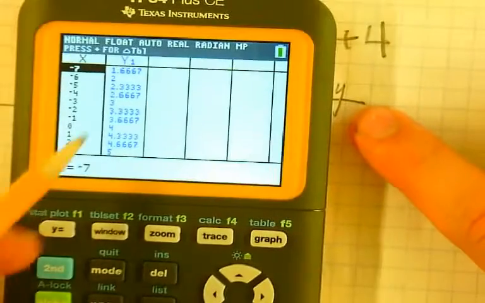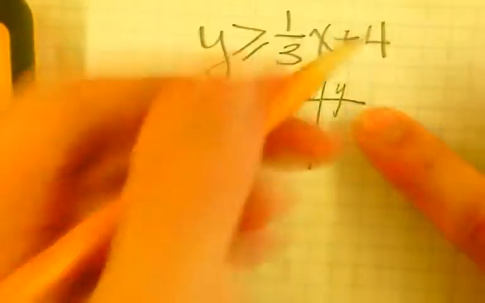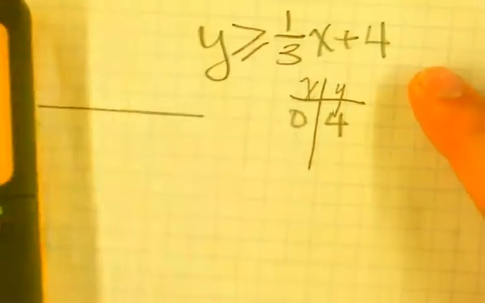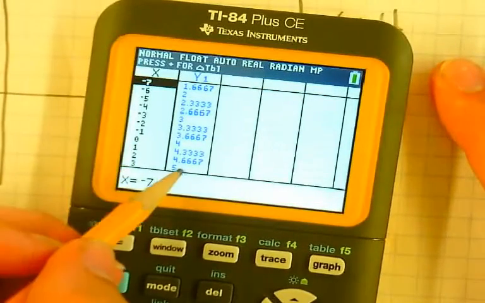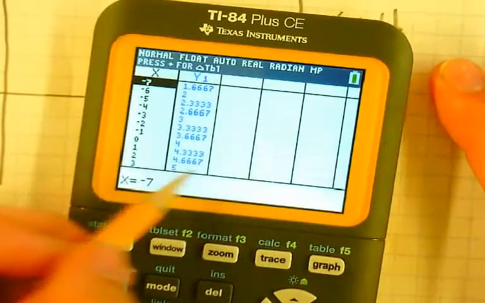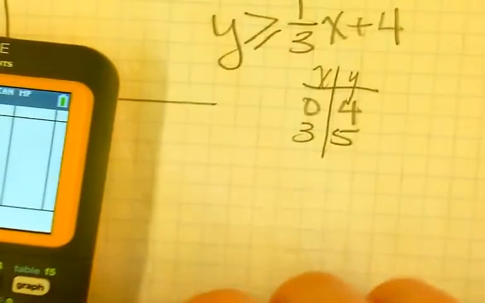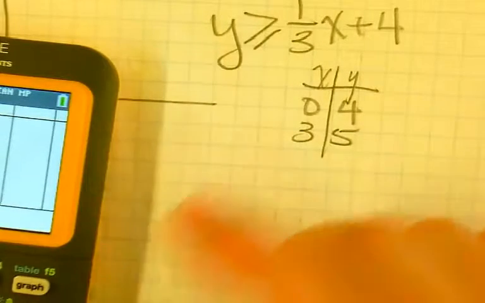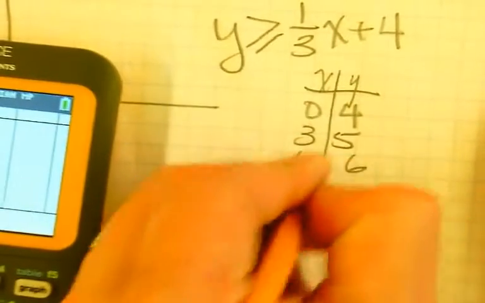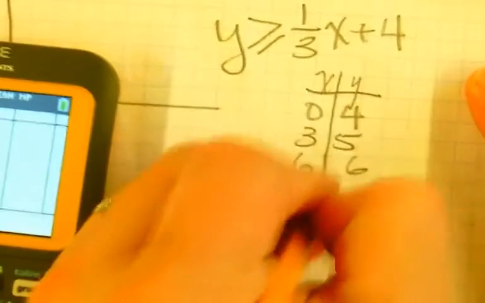So put on, I see 0 and 4. That's a good one. Put on 3 and 5. That's another good one. Uno más. 6 y 6. Muy bien. Okay. Claro.